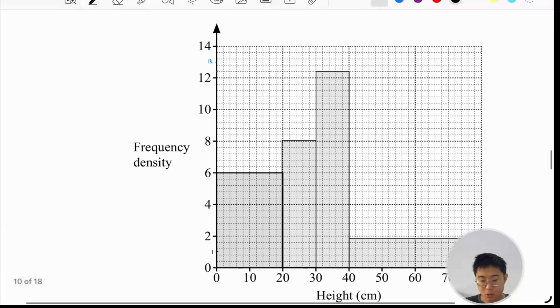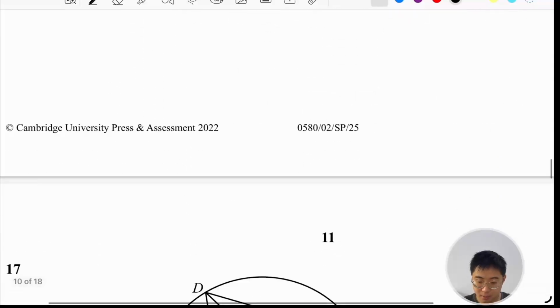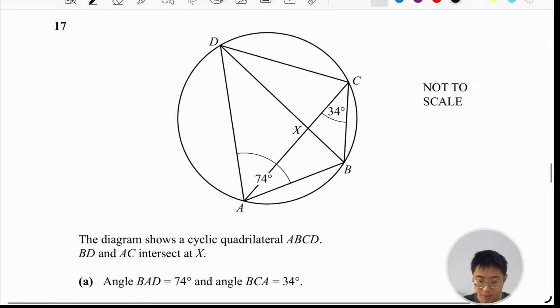Okay, so this should be your histogram. Let me check. Yeah, those are the correct ones. Make sure you also draw according to the correct width, so all of them will have a different shape. Okay, done. Question 17. Okay, this is a cyclic quadrilateral.